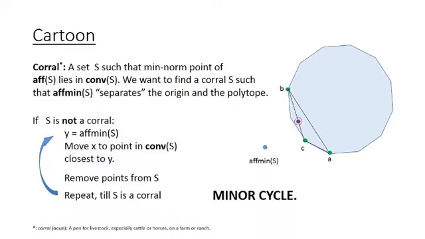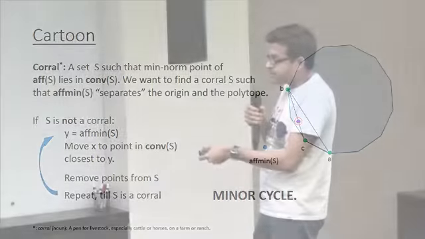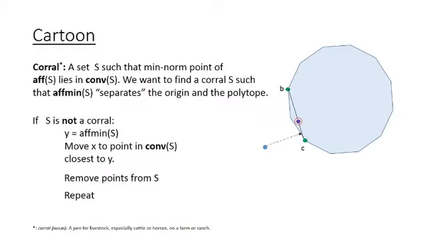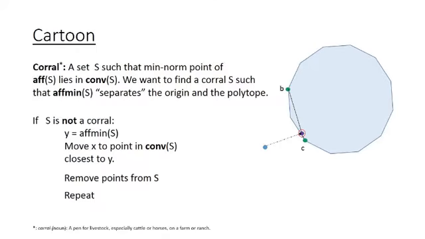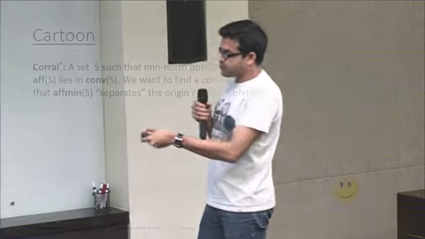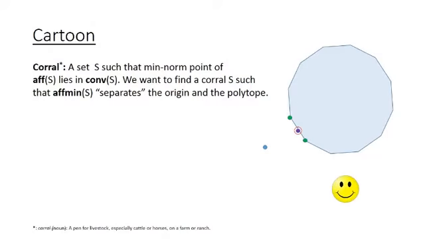So when S is not a chorale, I'm decreasing the size of S. When S is a chorale, I'm going to increase the size of S. And then I repeat. So what does repeat mean? This is my new S. I check the affine minimizer. In this case, it's going to be in the convex hull. I move the point, and now it's a chorale. So I do the linear optimization. So in 2 more steps, basically, I'll be at the minimum norm point.